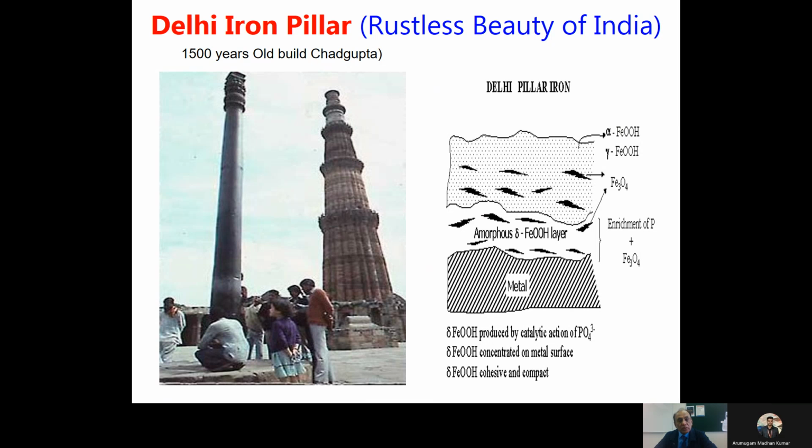The reason why it is not corroding is due to the formation of a ferric phosphate film on the metal surface, because when this was built, some phosphorus was added to the iron, and so ferric phosphate was formed, and that is responsible for why it is not corroding.